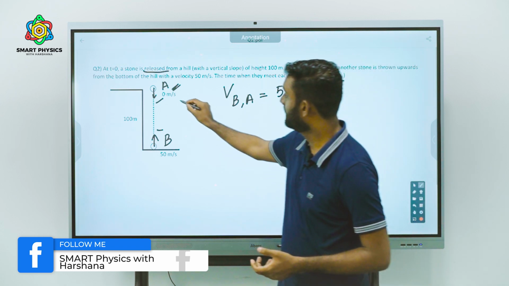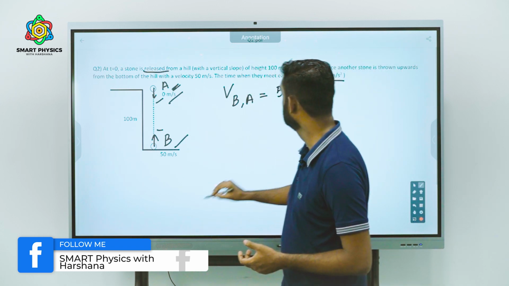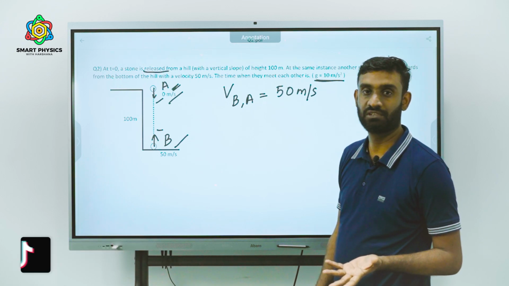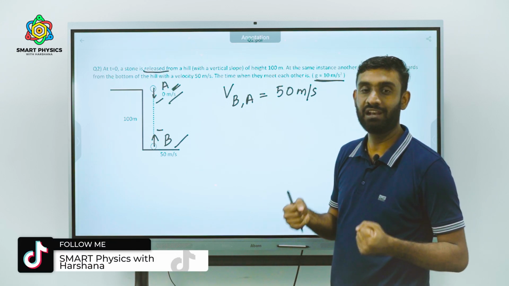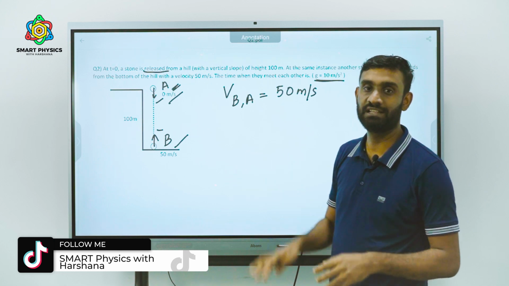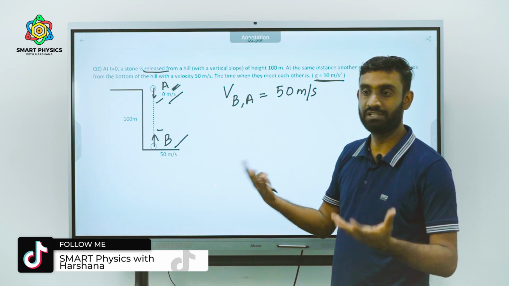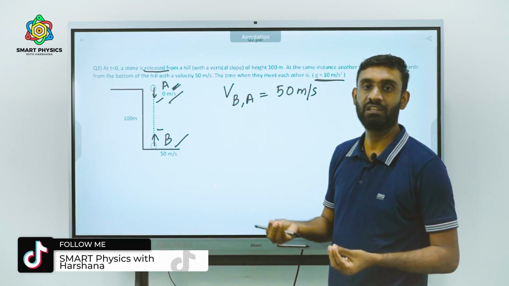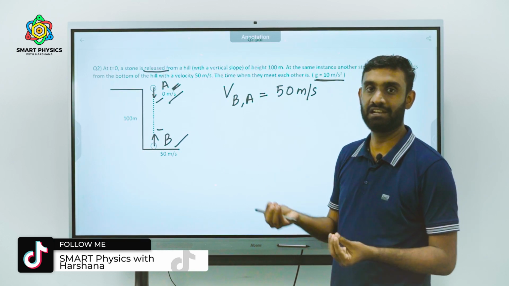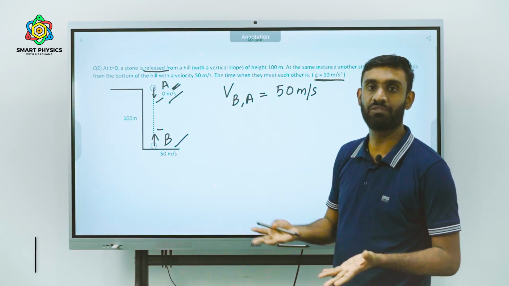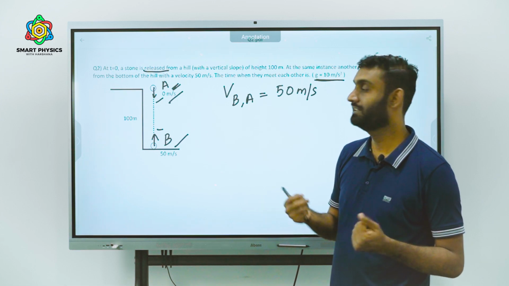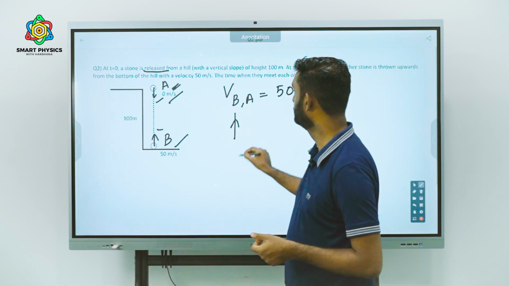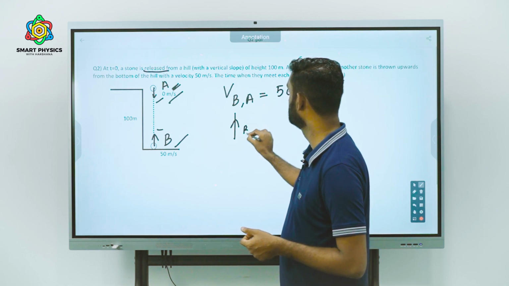Then for this one and for this one, gravitational acceleration acts on both, right? Then there is no relative acceleration. Both accelerations are the same. Both velocity changes are in the same direction, same magnitude. Relative acceleration is 0. Then I can apply the equation for upward relative motion.